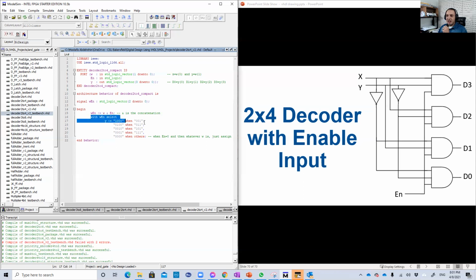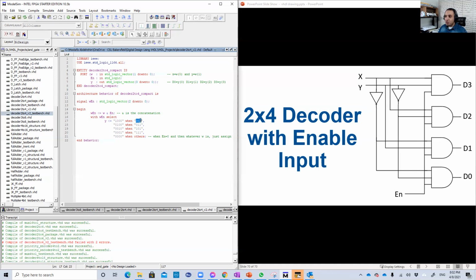Now it's time to write the with select when statement. I need a variable based on which I'm going to select the output, and this signal will be the WEN signal. I'm going to use it to select a value for the output. So I say the following: Y, the output, remember Y is 4 bits gathering D0, D1, D2, D3, will be 1000. I mean, D0 is 1, D1 is 0, D2 is 0, D3 is 0. We know that happens when both X and Y are zeros and the enable input is 1.